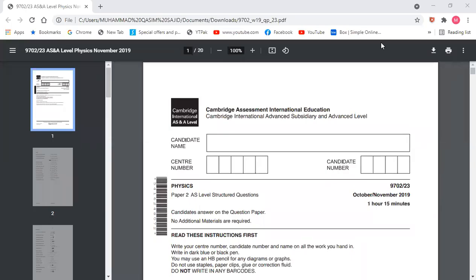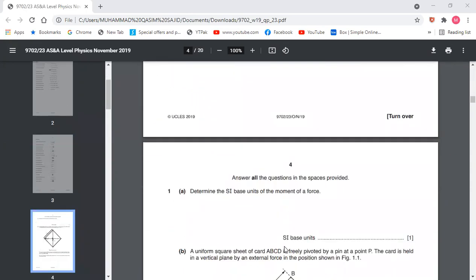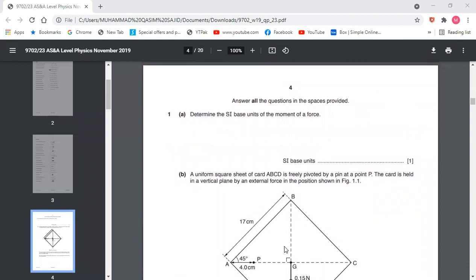Okay, today is the Physics paper, October/November 2019. So let's start. For question number one, determine the SI base units of moment of force.